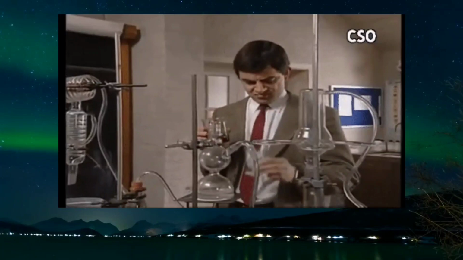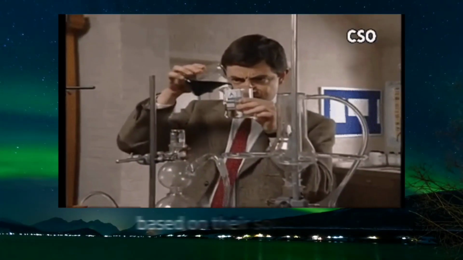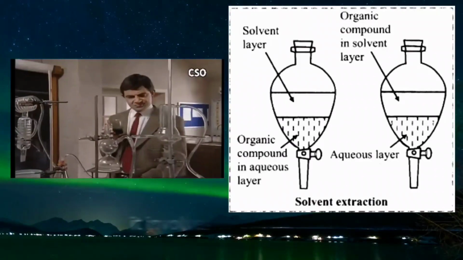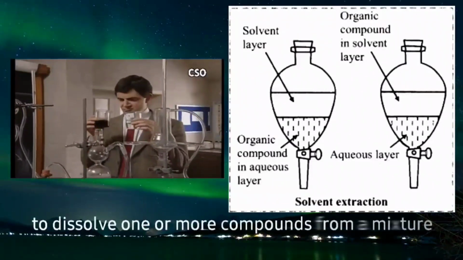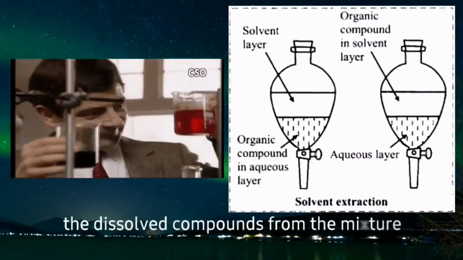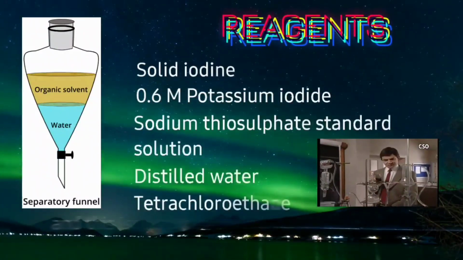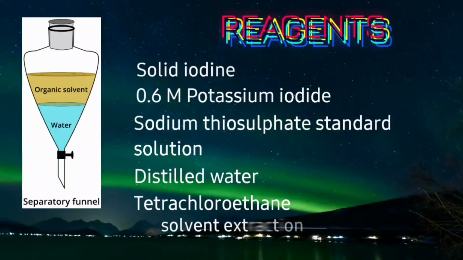Solvent extraction is used in purifying or separating substances based on their solubility. It involves using a solvent to dissolve one or more compounds from a mixture and then separating the dissolved compounds from the mixture. And this is what this experiment is going to be focused on: solvent extraction.